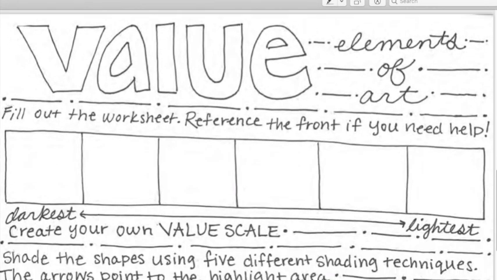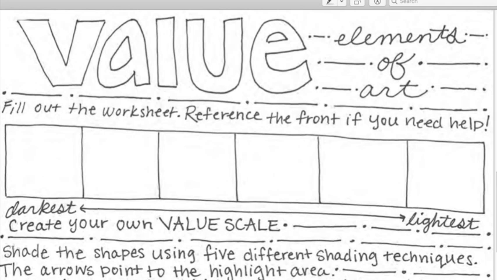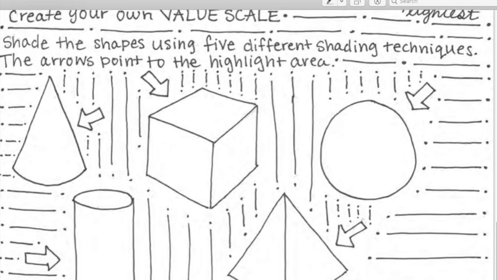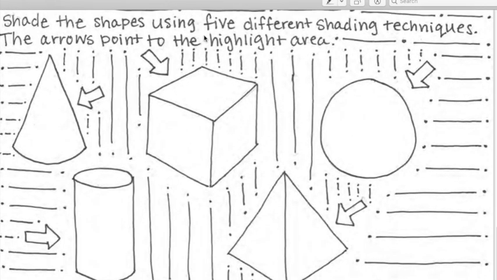If I'm looking at the second page here, I'm just going to read through it. I'll give you a demo in a separate video. If I'm looking at the second page, it says value, elements of art, fill out the worksheet, reference the front if you need help. This first step up here says create your own value scale from darkest to lightest, and the 6 separate shades.